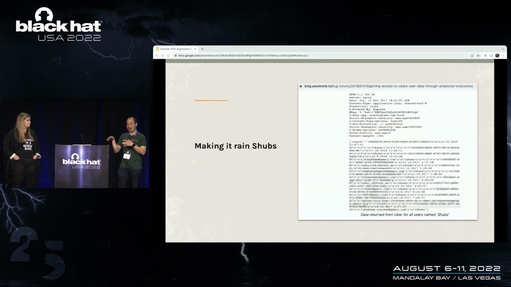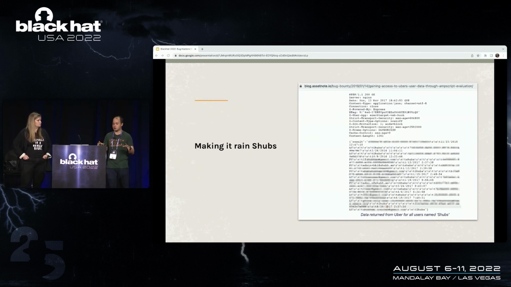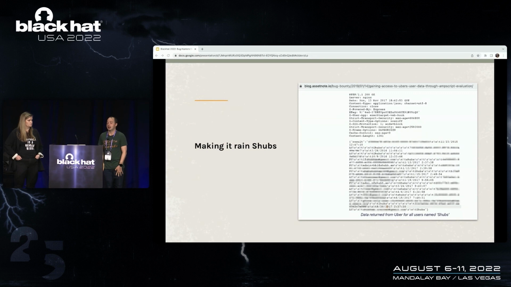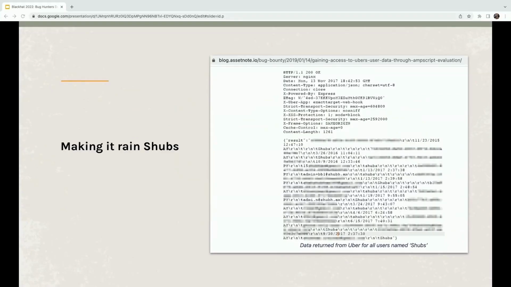So he queried that name and a whole bunch of people came back that just had Shubs anywhere in their user data, and he ended up with a bunch of user records, unwittingly. Here is his blog post that he put on Asset Note, and you can see he has redacted the user data, but I asked him in the original ticket, was it redacted or did you have the raw data? And he said, well, the original ticket had the raw data.